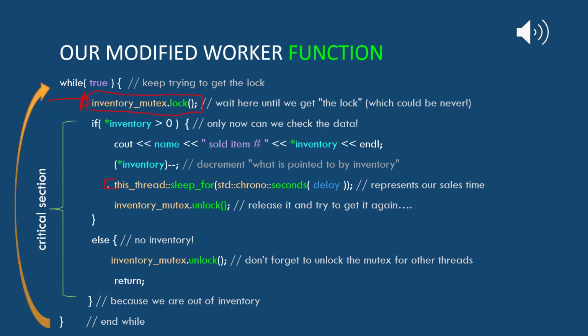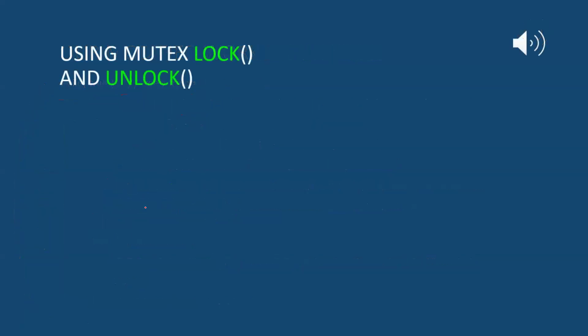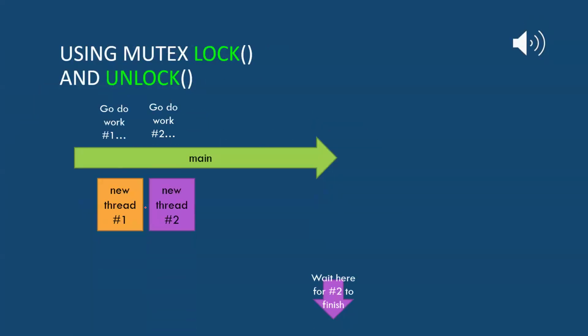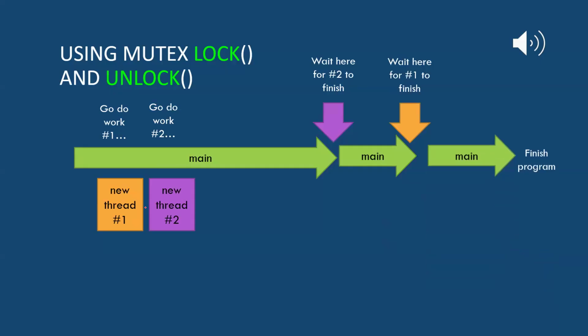And you might think, should this sleep be before or after that inventory lock? What would be the effect of taking your rest after you unlock the mutex for everybody else, versus hanging on to it while you're napping? So here's a different view of how that's going to go.